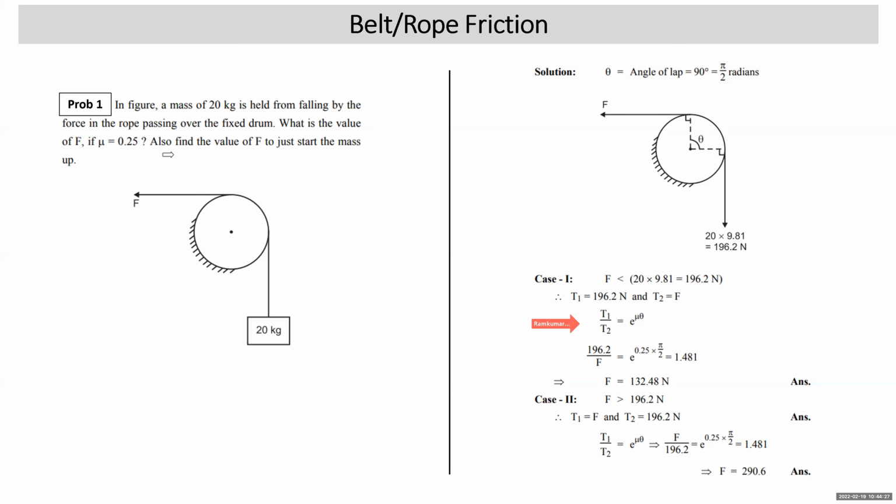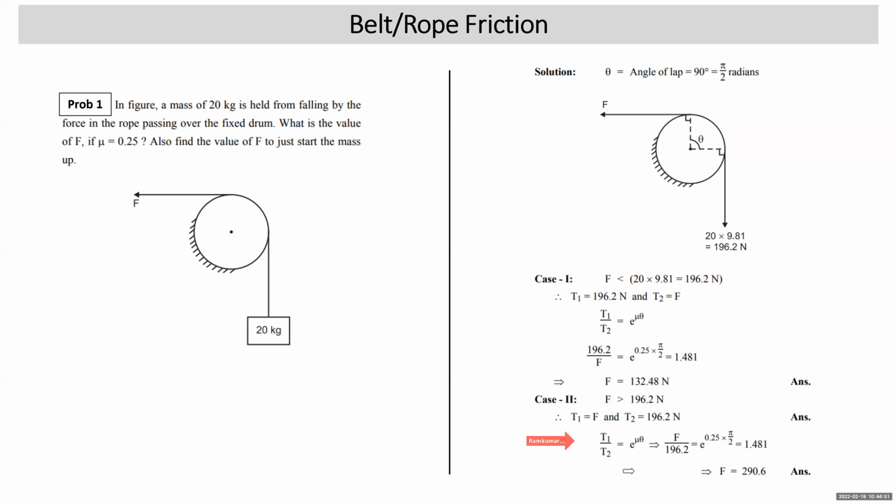In the second part of the problem, he is also asking you to find the value F to just start the mass up. What does it mean? It means to lift this mass up, to raise this block. So in that case, F will be greater than the weight. T1 will become F and T2 will become 196.2, the weight of the 20 kg block.